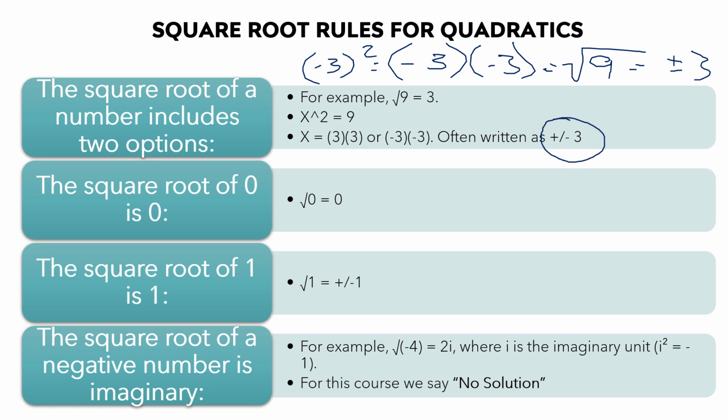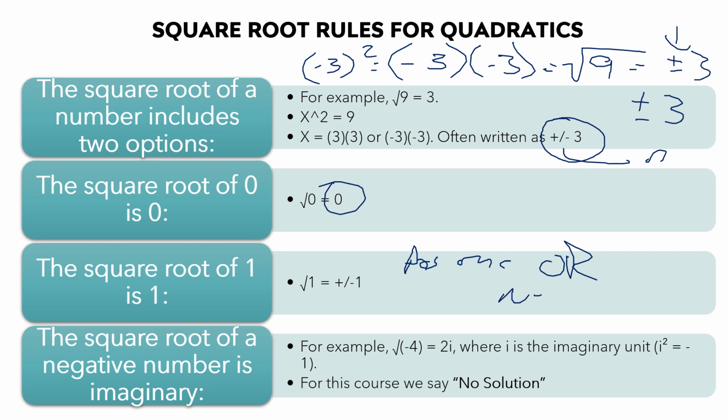Oftentimes, you'll see it written as this, plus or minus 3, like I did here. And this just means or. We're not dividing. I know it looks like your division fraction bar, but really the way to read it is positive or negative 3. The square root of 0, well, that's just 0. Square root of 1 is 1. And once again, it's positive 1 or negative 1. Which is why we have this plus slash negative 1, right? This is saying it's a positive 1 or it's a negative 1.